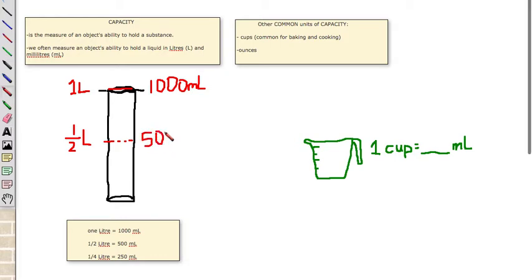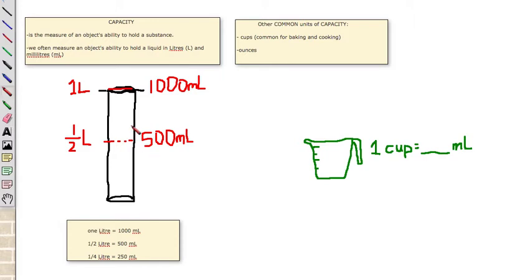500 is the correct answer. So this is 500 milliliters. Okay, so half of a liter is the same as saying half of 1,000 milliliters, which is 500 milliliters.